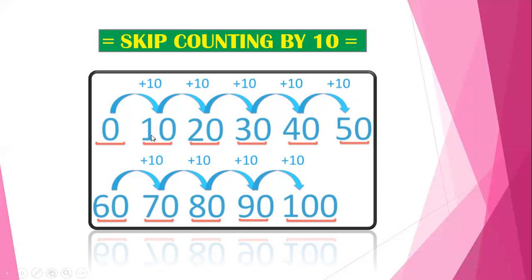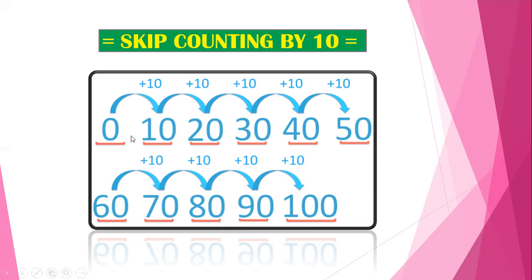Let's start counting by 10 and add 10, or plus 10, to get the next number. Example: 10 plus 10 equals 20, 20 plus 10 equals 30, 30 plus 10 equals 40, 40 plus 10 equals 50. That's it. So 10, 20, 30, 40, 50, 60, 70, 80, 90, 100.